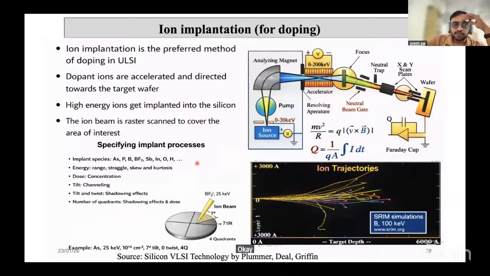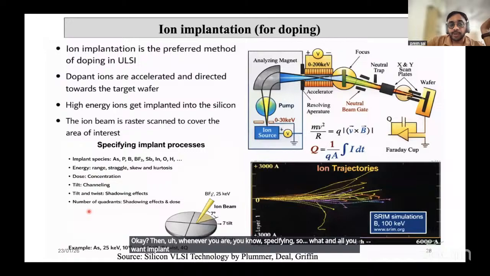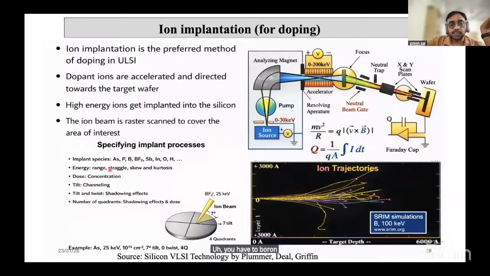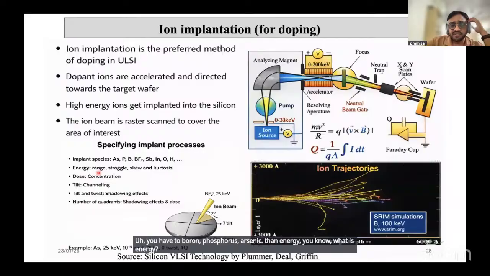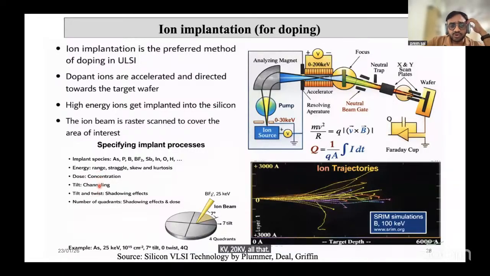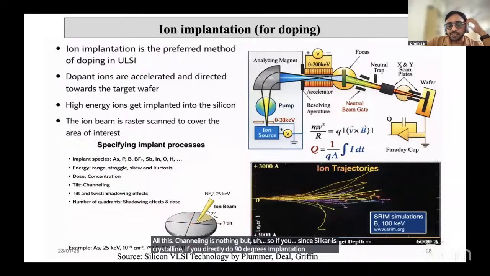Whenever you are specifying what you want to implant, these are the few parameters. What are the implant species? Boron, phosphorus, arsenic. Then the energy, 30 kV, 20 kV, all that. Then how much dose, channeling, all this. Channeling is nothing but, since silicon is crystalline, if you directly do 90 degree implantation, the ions will come out of the crystal. That's why people recommend going with a 7 degree or 4 degree tilt.